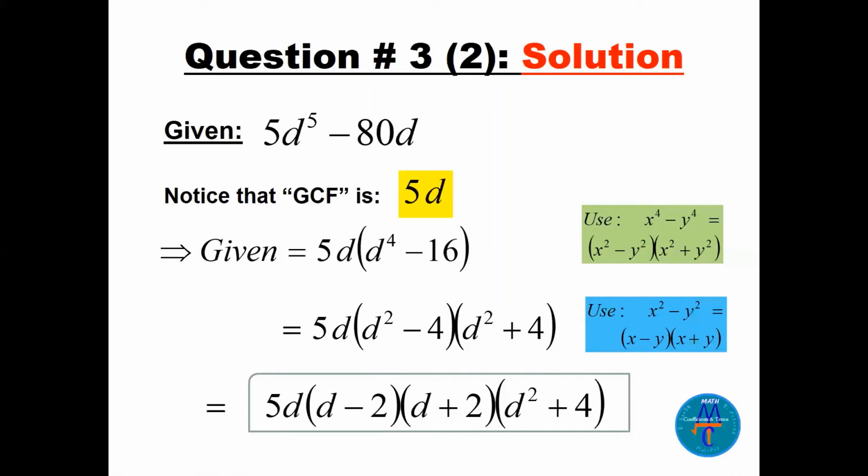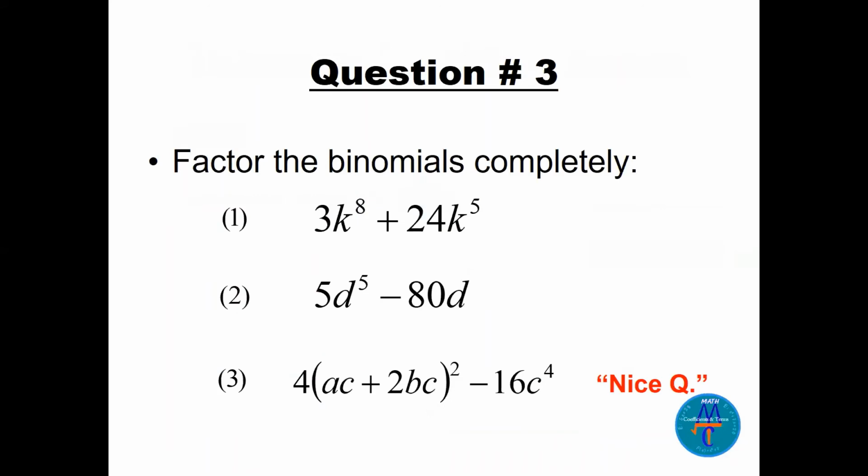You can try if you have some free time, but there is no factoring for this one here in the real numbers. So that's the answer, 5D. Remember, I will say this again, 5D, part of the answer, d minus 2, d plus 2, d squared plus 4. That's the whole answer for number 2. Please, please, please try number 3. 1 minute, 2 minutes, 3 minutes. You can pause the video and try and check your answer. It will help you a lot.